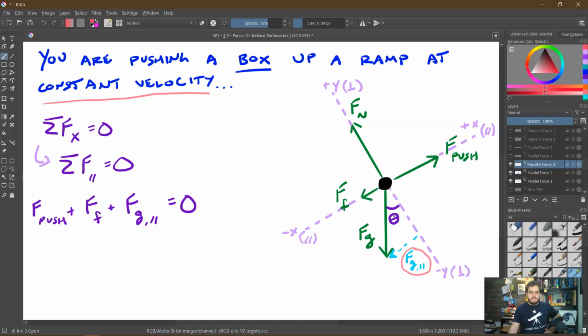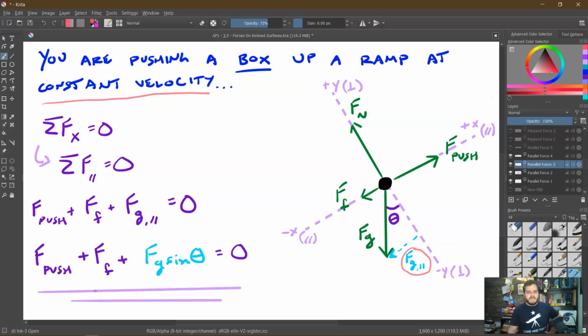This is theta, and it is opposite of theta, so this would be Fg sine of theta. So I have F push plus Ff plus Fg sine of theta is equal to 0 because those are all the forces parallel to the surface of the ramp.